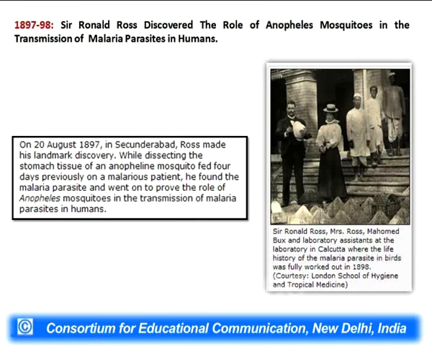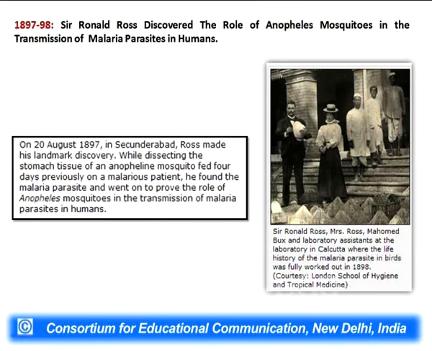If you can see, there are certain cages there. At that time, he was working on the bird's malaria parasite. Subsequently, in 1897, he started working in Secunderabad, where he dissected out the stomach or the midgut of the mosquito, which was fed with the malarial patient's blood. And he found that there are certain stages present attached to the stomach wall of these mosquitoes.